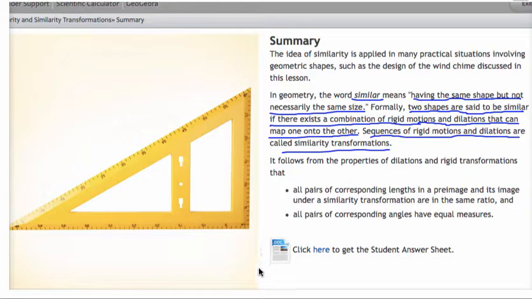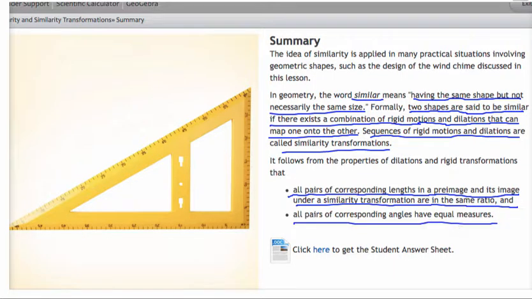The other property about similarity that you need to know is that if two figures are similar, it means all pairs of corresponding lengths in the pre-image and its image under a similarity transformation are all in the same ratio, and all pairs of corresponding angles have the same measure.